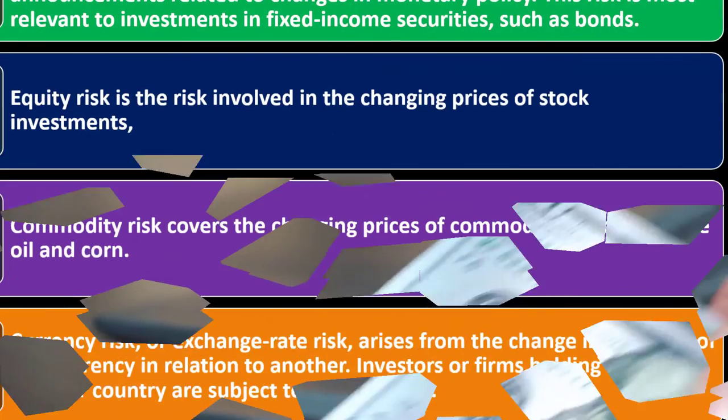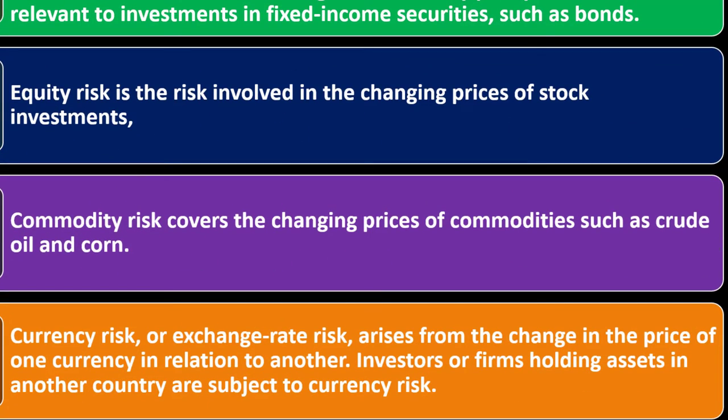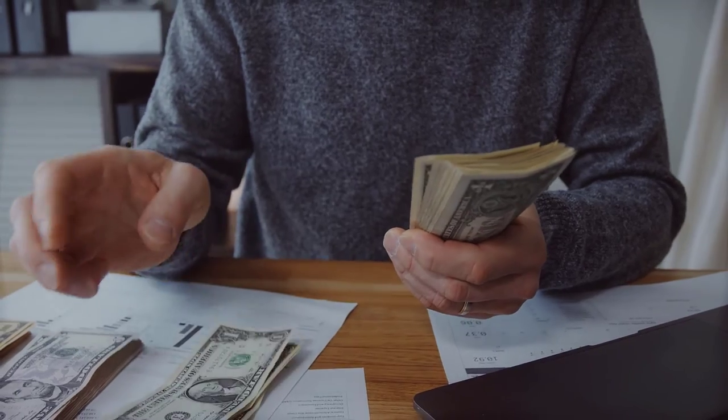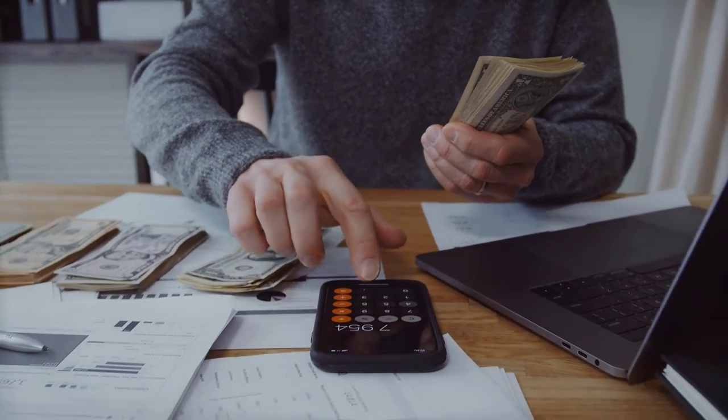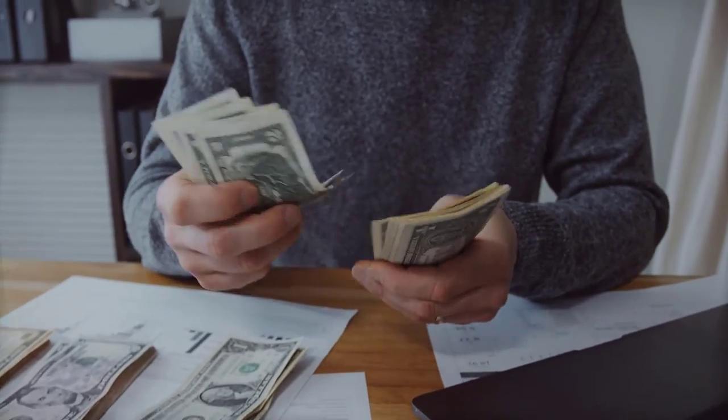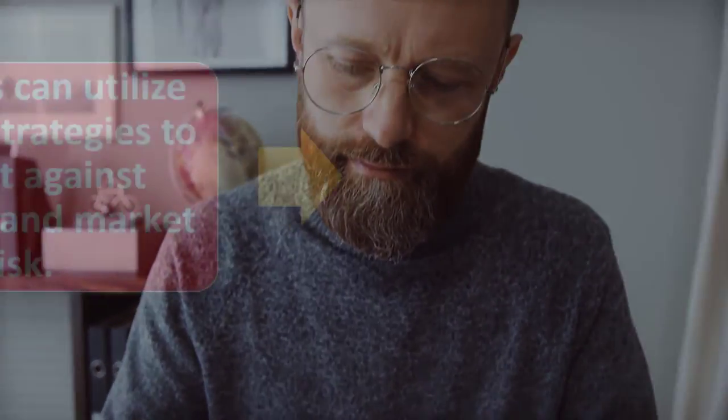Currency risk or exchange rate risk arises from the change in the price of one currency in relation to another. Investors or firms holding assets in another currency are subject to currency risk. So if we have investments in another currency, now we've got differences in relation to our currency, say the US dollar, and the other currency, which is going to have a risk component to it.